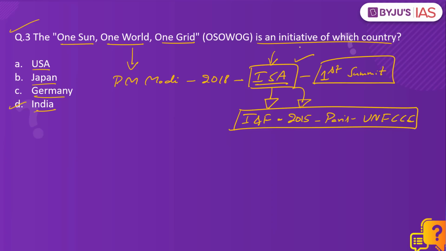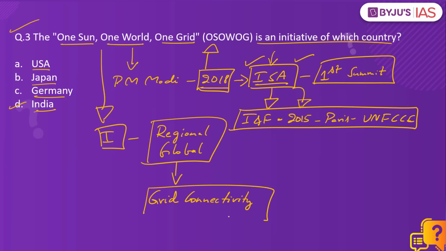Based on this, India announced the One Sun, One World, One Grid initiative in 2018 when the first summit of the International Solar Alliance took place. Under this ambitious initiative, India is planning to achieve regional and global grid connectivity in order to allow for the exchange of solar energy between friendly countries.